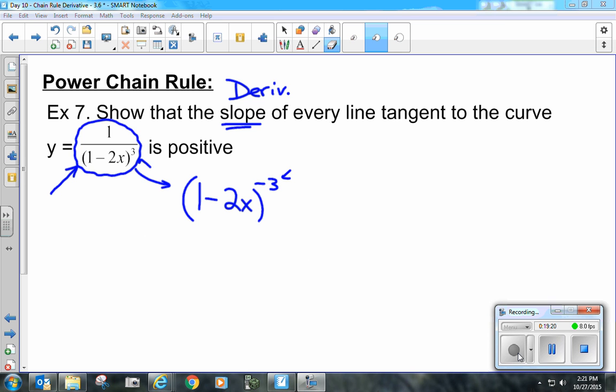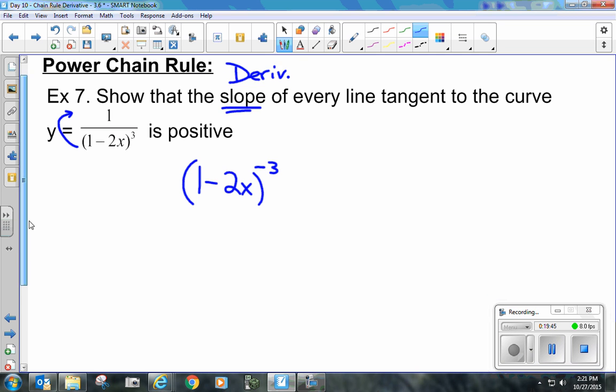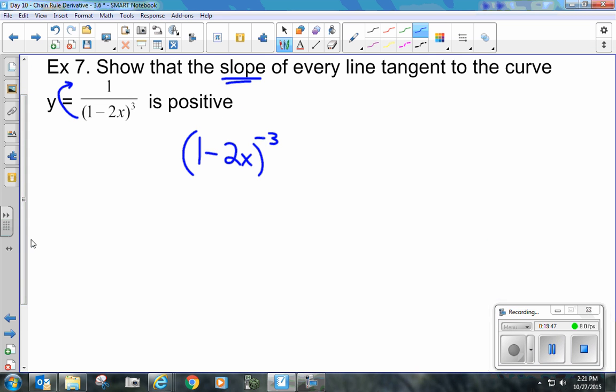If you can recognize to bring things in the denominator up to the numerator, and you don't have to use that quotient rule, that might be a little bit easier for some of you guys. Meaning, I want to bring this back up here, which means I got to negate the exponent. Does everybody follow what I'm saying? Okay. Now, let's use the power rule here. I bring the negative 3 out front, don't I? Negative 3 out front. And then I do what next?